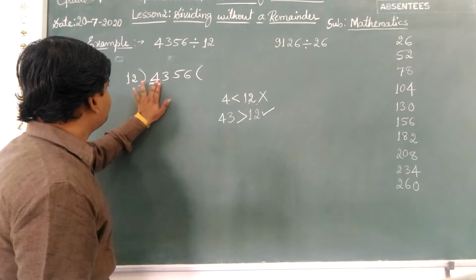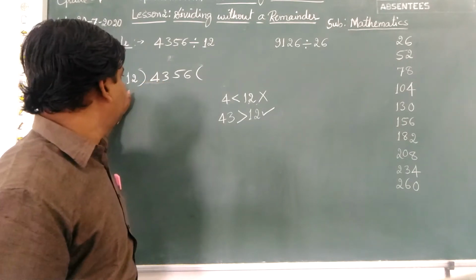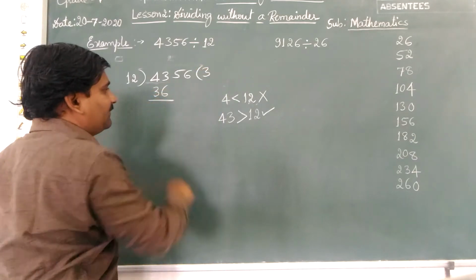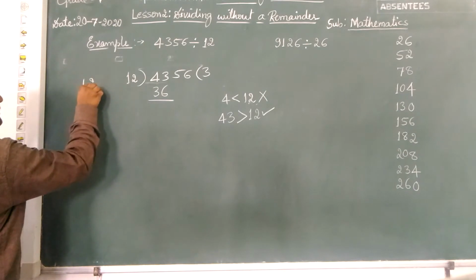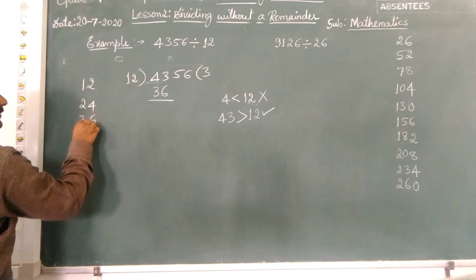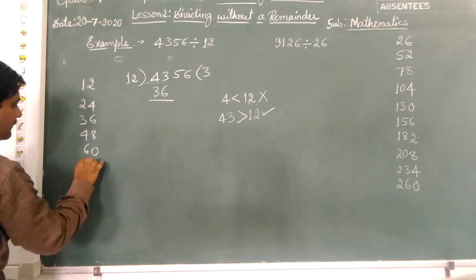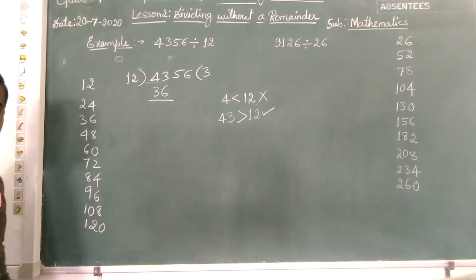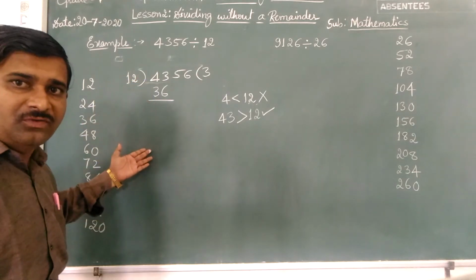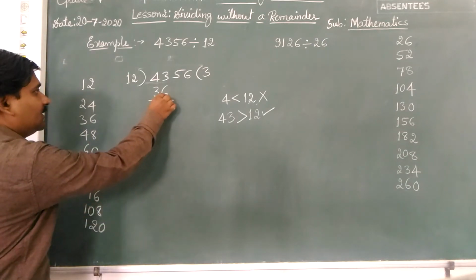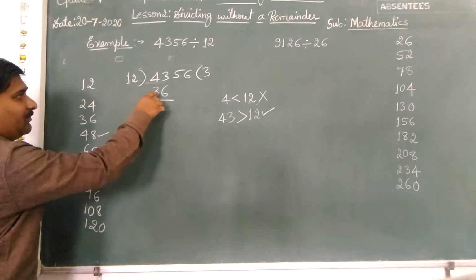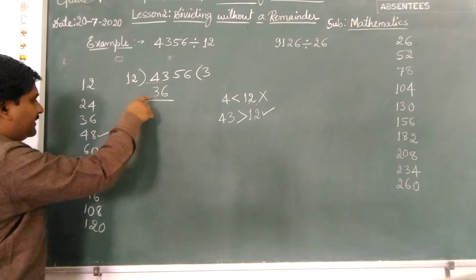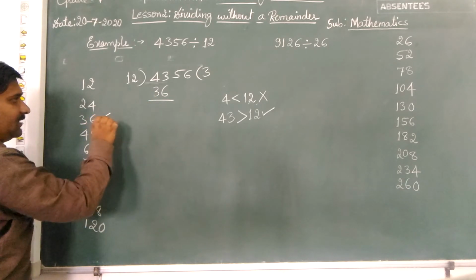Now you divide by using the 12s table. 12 3s are 36. If you want, before doing the division, you can prepare a table. See here, children, 48 will be more here. I said it should be less. This number should be less. So lesser than 48 will be 36.